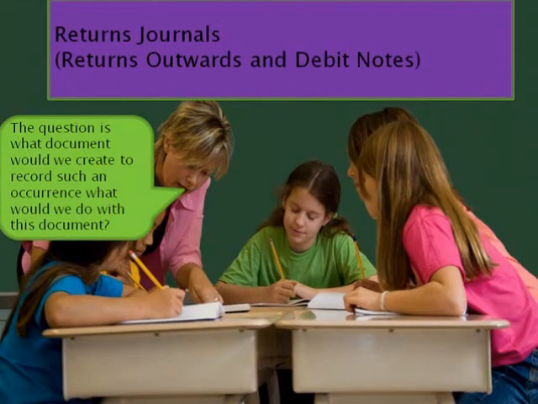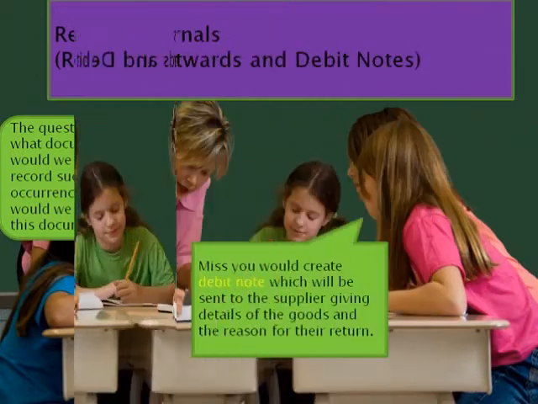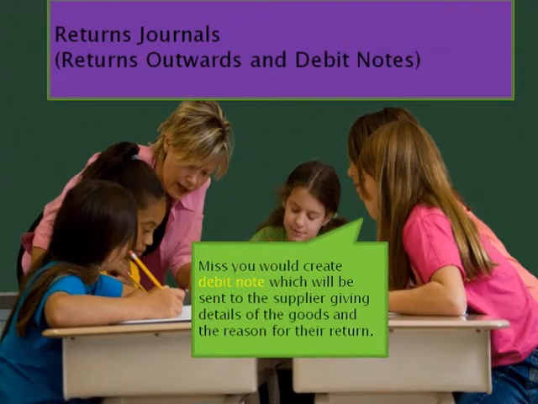On the board you will see returns journal, returns outwards, and debit notes. The question is, what document would we create to record such an occurrence? What would we do with this document? You would create a debit note, which will be sent to the supplier giving details of the goods and the reason for their return. What this is basically saying is, as a businessman, you will send a debit note to the supplier and explain to them the reason why you are returning these goods.